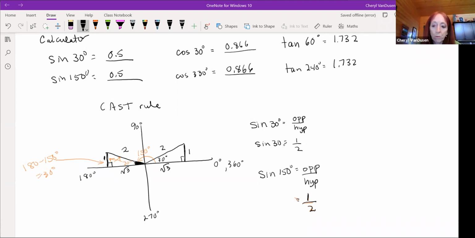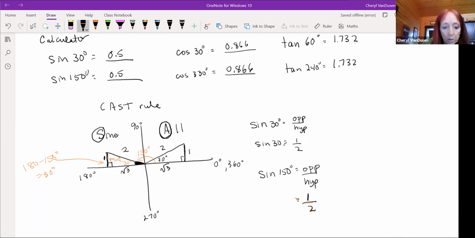Now, what is this CAST rule all about? The CAST rule is a short little kind of a word that I don't want to say cheat, but it helps us decide whether the final answer for our trig ratio is going to be positive or negative. And here's where the CAST rule letters come from. In this first quadrant, all of the trig ratios are positive. So the A comes from there. In this quadrant, sine is positive. The S comes from there.